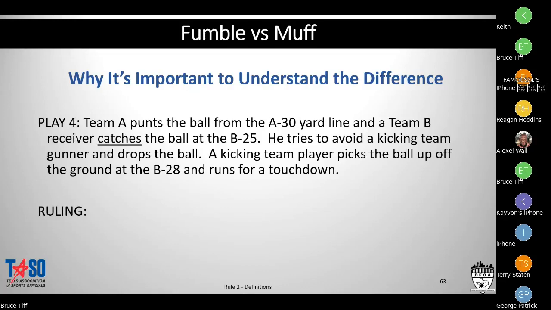Okay, team A punts the ball from the 30-yard line, and team B receiver catches the ball at B25. He tries to avoid a kicking team gunner, drops the ball. The kicking team player picks up the ball off the ground at B28 and runs for a touchdown. I think we just got the answer from Mr. Laurent. Touchdown.